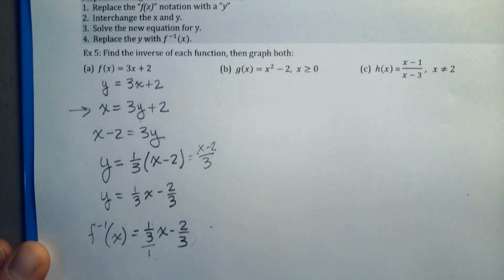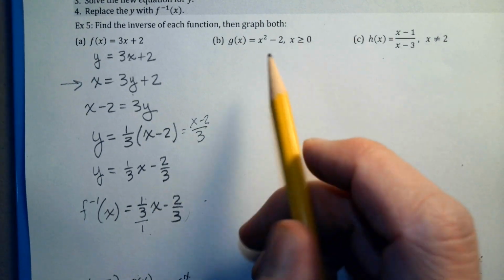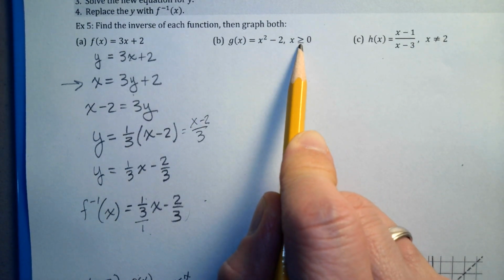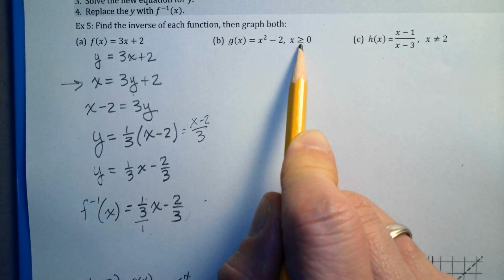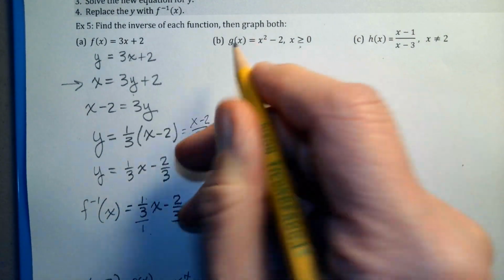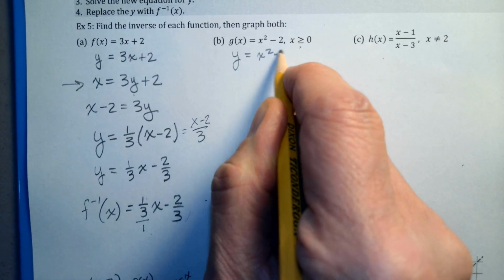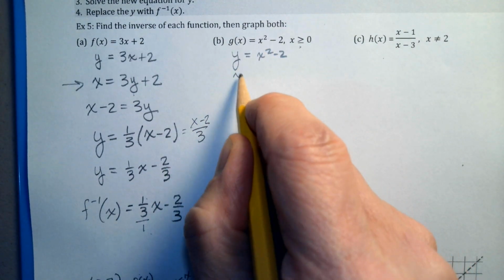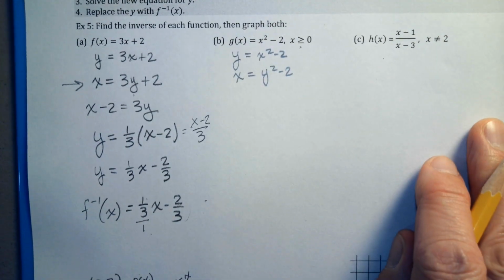All right, let's go on to part B. We've been given a function, and we've also been given a domain restriction here. x must be greater than or equal to 0. We'll see why in a minute. All right, so let's go through the process. Replace this with y: y = x squared minus 2. Now replace the x with the y and the y with the x: x = y squared minus 2.